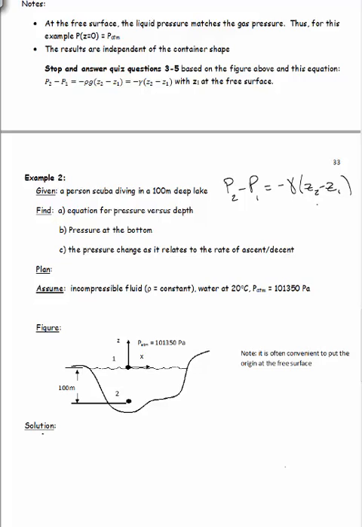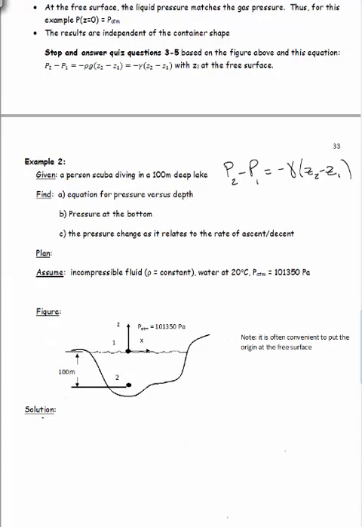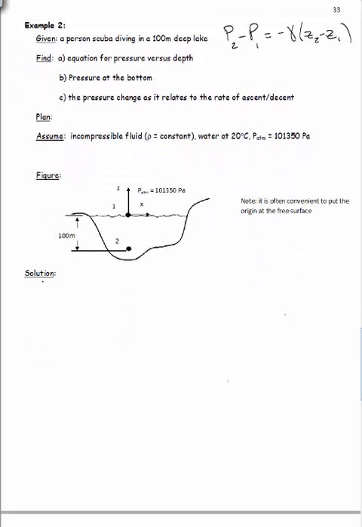Don't get those backwards or your sign will be mixed up. All right, so what we have here is a scuba diver in a lake. We're going to use this equation, and what we're going to try to find is first an equation for pressure versus depth, which we almost have already, pressure at the bottom, and then a pressure change as it relates to the rate of ascent or descent.